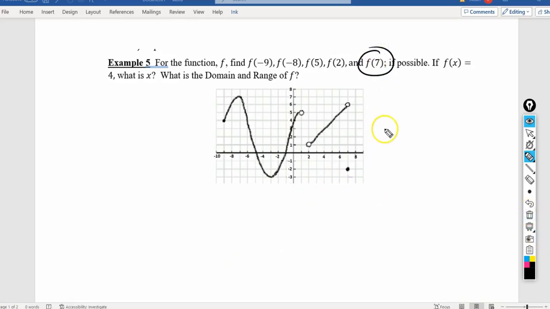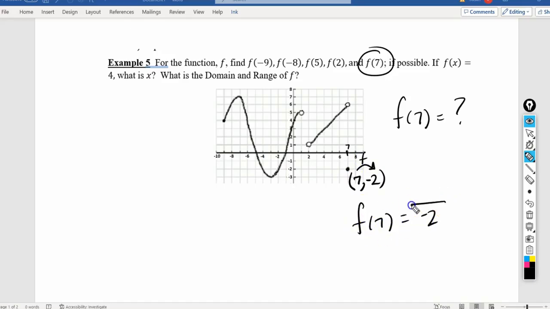Now what about this? f of 7. f evaluated at 7 is equal to what? Find the point whose x-coordinate is 7. If I look up, we don't have a point with x-coordinate equal to 7, but if I look down, I do have a point on the graph. This point has x-coordinate 7 and y-coordinate -2. And f maps the x-coordinate into the y-coordinate. And so the answer to that question is -2.